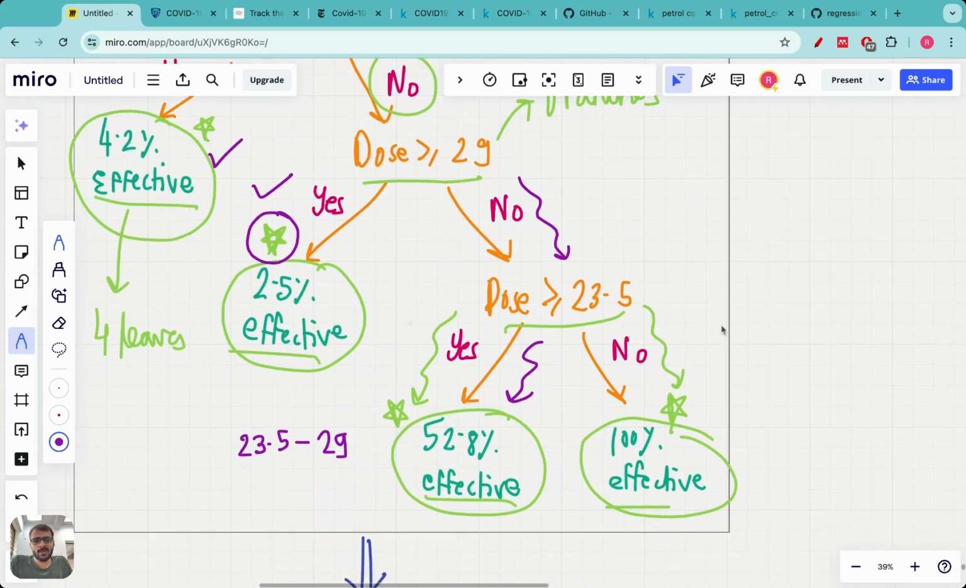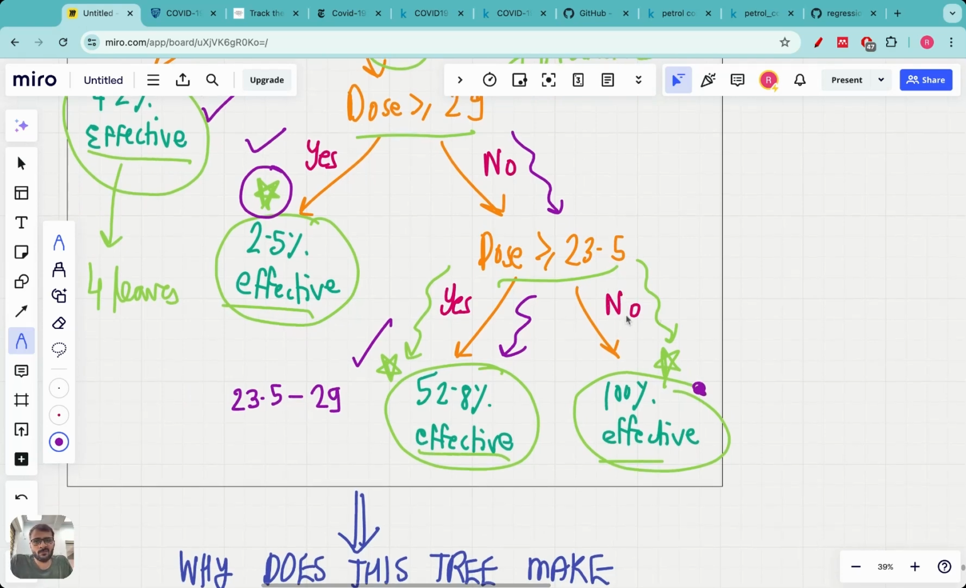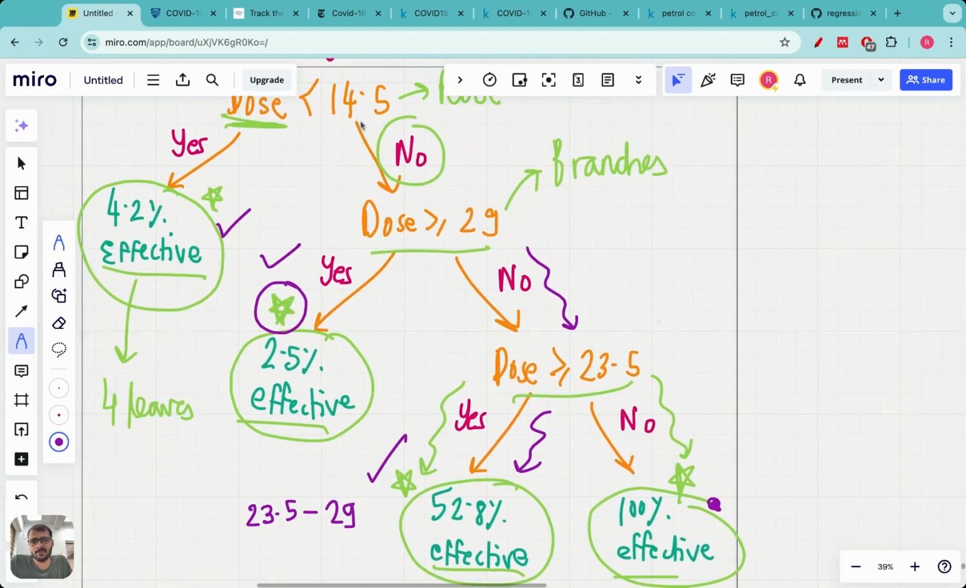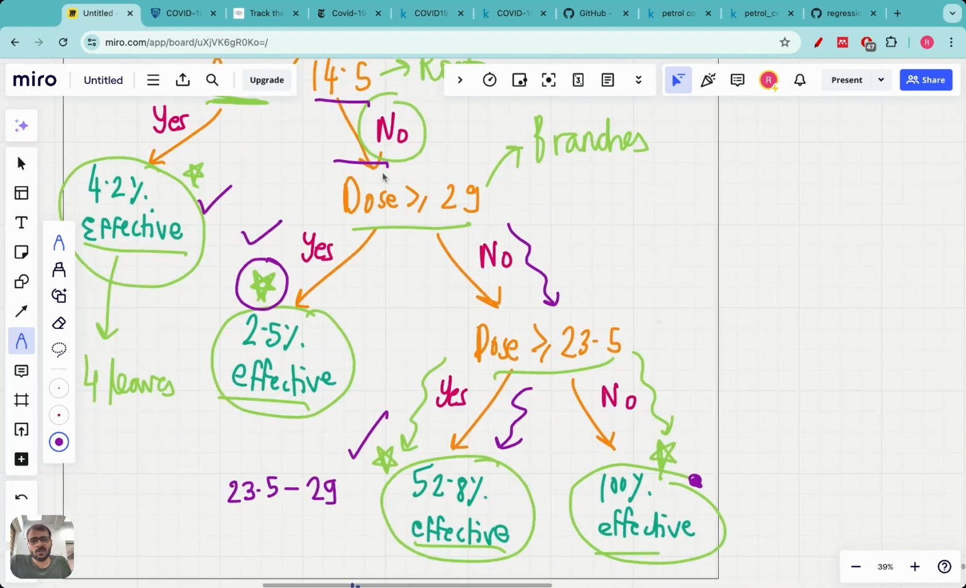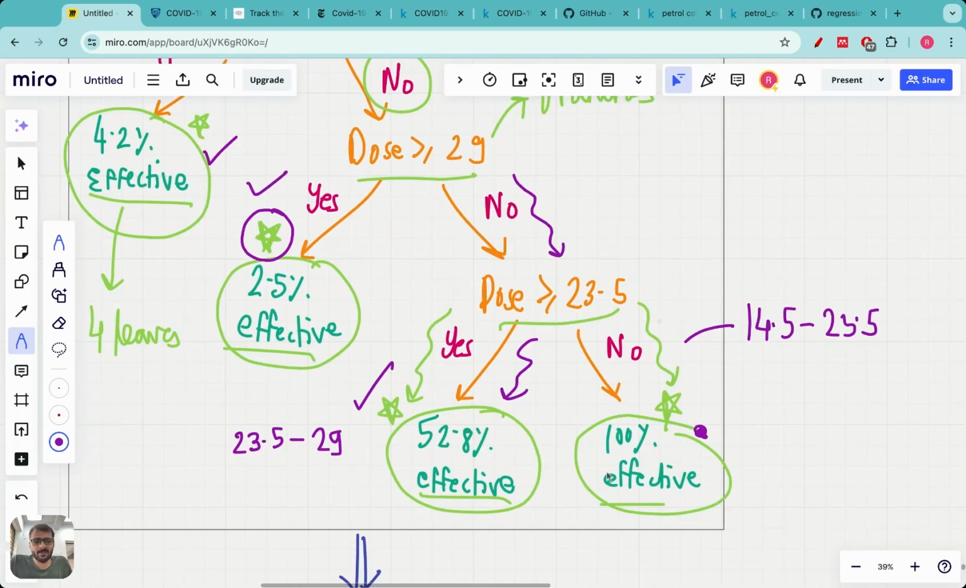And finally, let's look at the last. So, now this leaf is also done. I'm going to put a tick mark over here. Now, let's look at this last leaf, which means that the dosage is also less than 23.5, but the dose has to be greater than 14.5. So this last branch is actually the dose lying between 14.5 and 23.5, and here we are saying it's 100% effective.